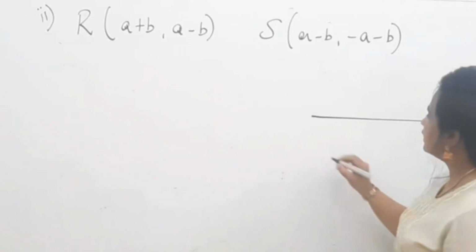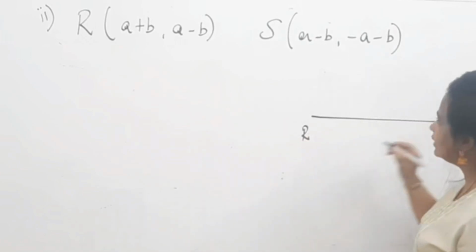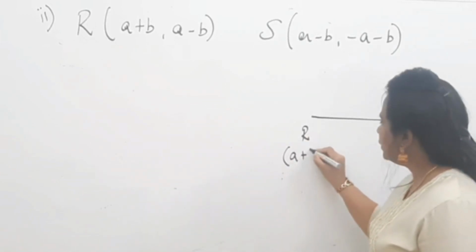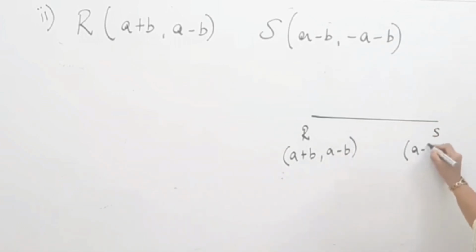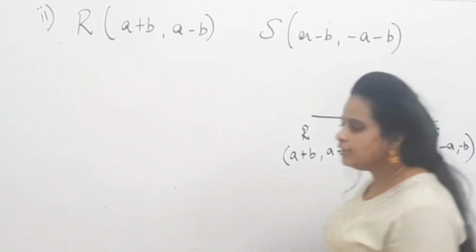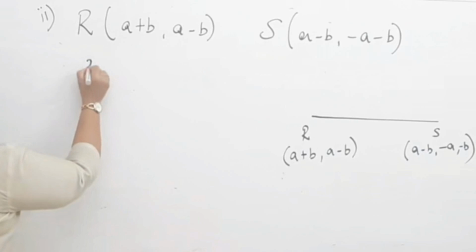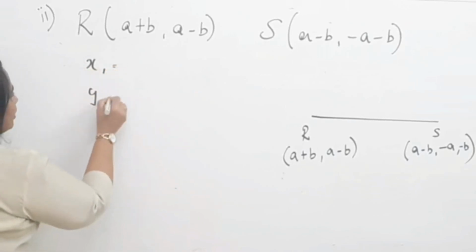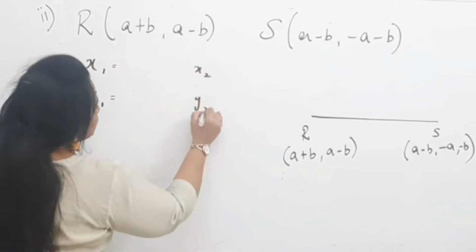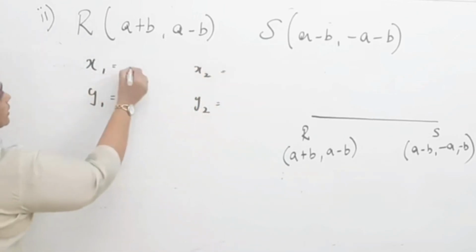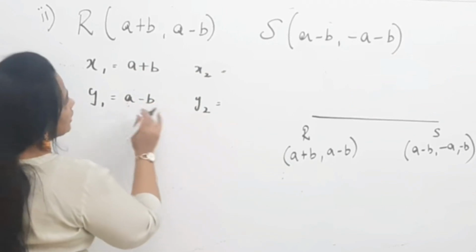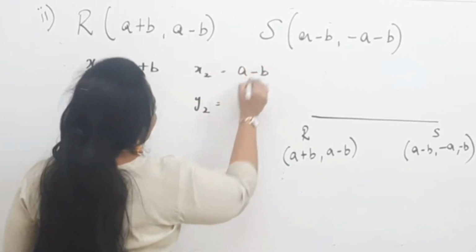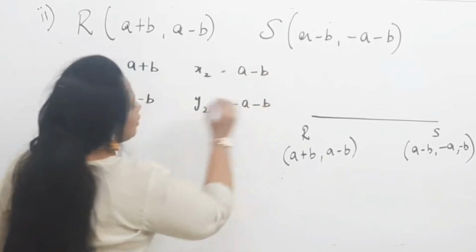The figure says like this, that is R and S. Let me write my coordinates: R is (a + b, a - b), and S is (a - b, -a - b). Now I have to find my distance. Let me write my description: x1, y1 and x2, y2. That's very important. So x1 is equal to a + b and y1 is equal to a - b, and x2 is equal to a - b and y2 is equal to -a - b.